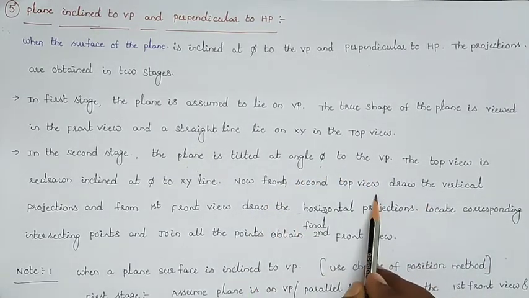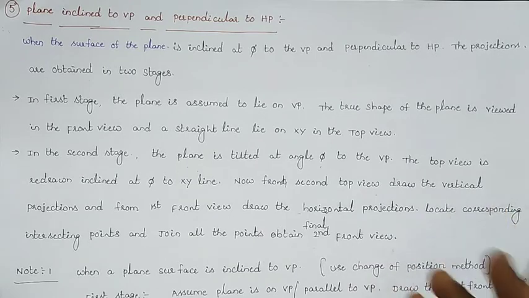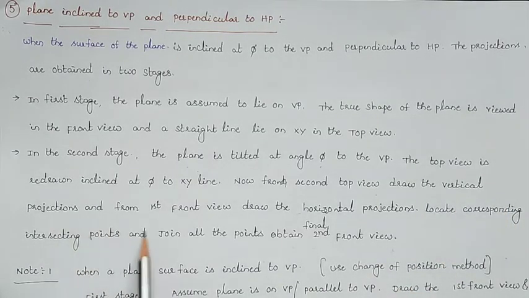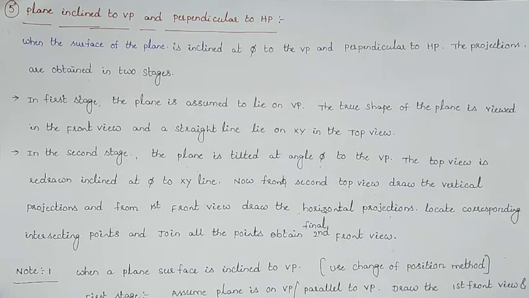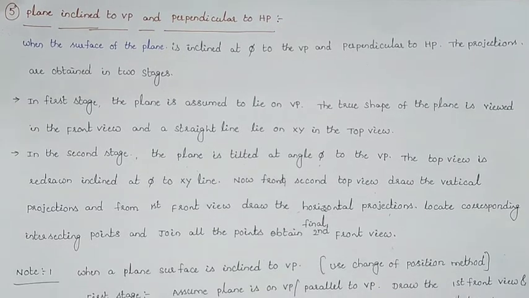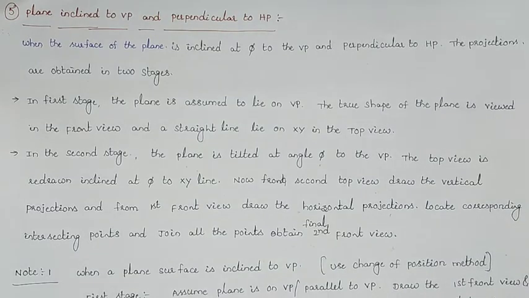from the second top view, draw the vertical projection lines in upward direction, and similarly from the first front view, draw the horizontal projectors and locate the corresponding intersecting points, join all the points, and we will obtain the final second front view. So this is the plane surface inclined to VP and perpendicular to the HP. So here also we can follow the note. So we will draw the projections like that.